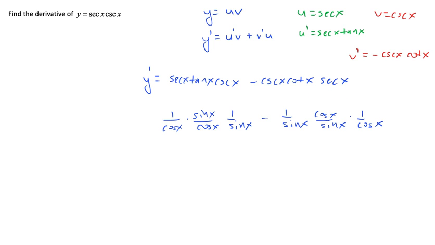All right, so actually some things cancel out here. So what are we left with? We're left with 1 over cosine squared of x minus 1 over sine squared of x. So, well, the reciprocal of cosine is secant, so we get secant squared of x. And the reciprocal of sine is cosecant, so we get cosecant squared of x.